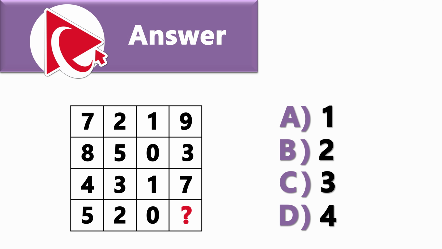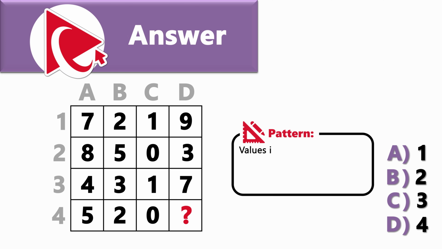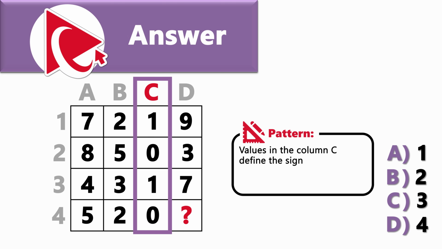To help us detect the pattern, let's break down the 4x4 matrix into columns and rows. Let's number rows as 1, 2, 3, and 4, and let's number the columns as A, B, C, and D. What's unusual about this puzzle is that values in column C define the sign for math operation. The value 1 is equivalent of addition, and value 0 is an equivalent of subtraction.